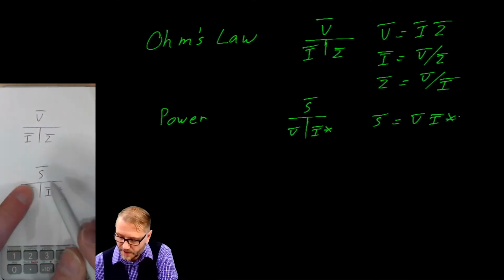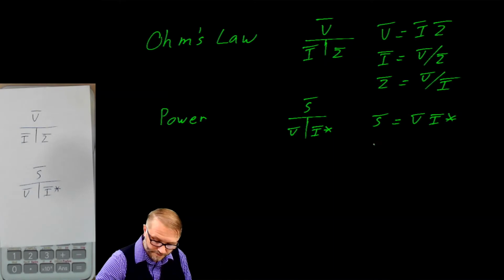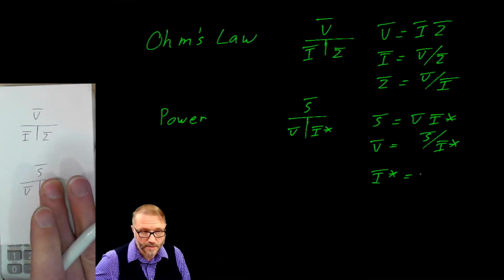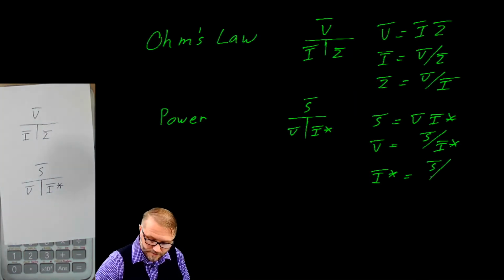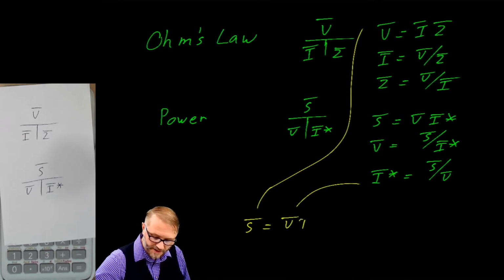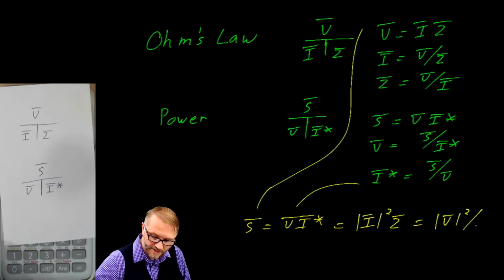If you want to define the voltage, that is the complex power divided by the complex conjugate of the current. And if you wanted to find the complex conjugate of the current, that is the complex power divided by the voltage vector. If you do some substitution, you can put these together and say that complex power is the voltage times the complex conjugate of the current, which is equal to the magnitude of the current squared times the impedance, which is equal to the magnitude of the voltage squared divided by the complex conjugate of the impedance.